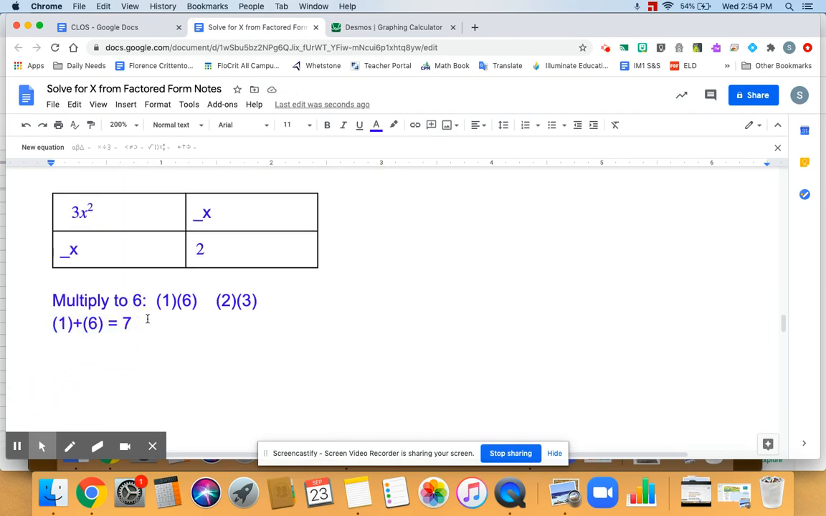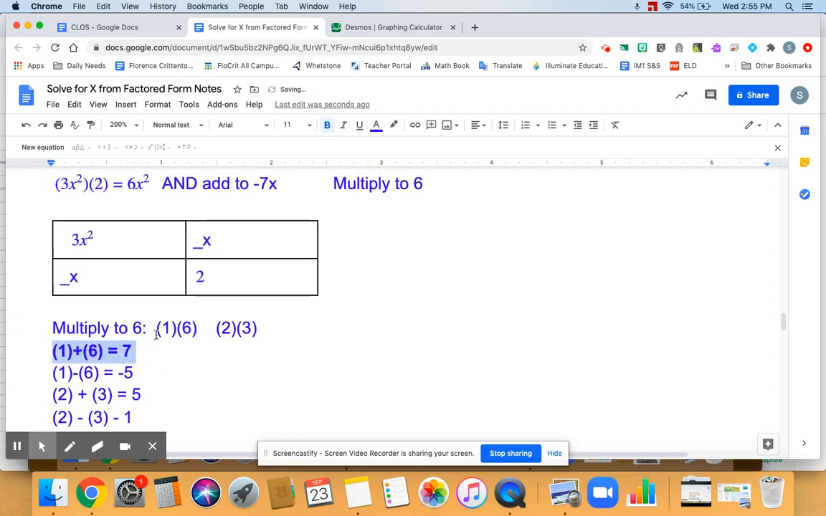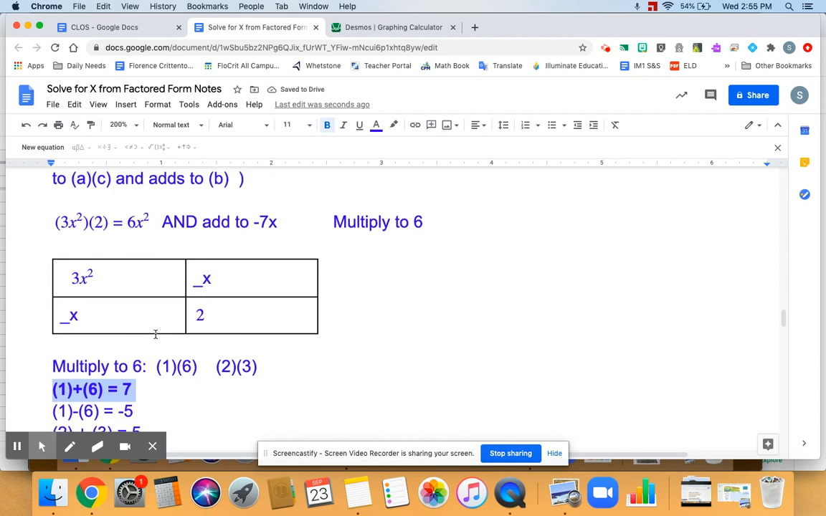But let's say I didn't start with the right one. Then I would also try 1 minus that 6, which is going to be negative 5. So it's not going to be negative. I would also try 2 plus 3, but that's only 5. And if I tried 2 minus the 3, then I'd get negative 1. And I want the pair that gets me to 7. So that was that first pair. So it's going to be 1 and 6.